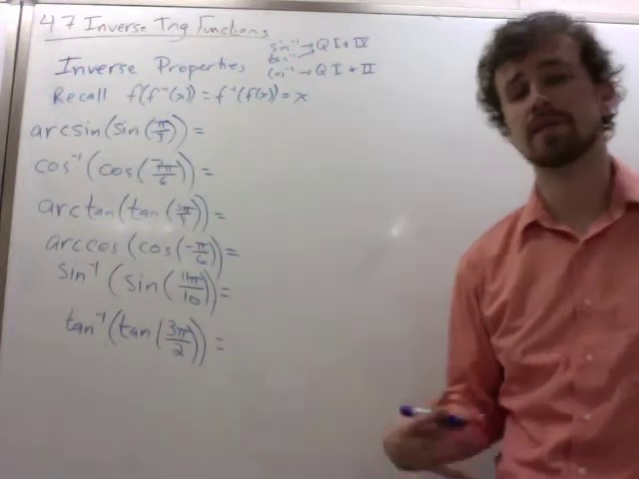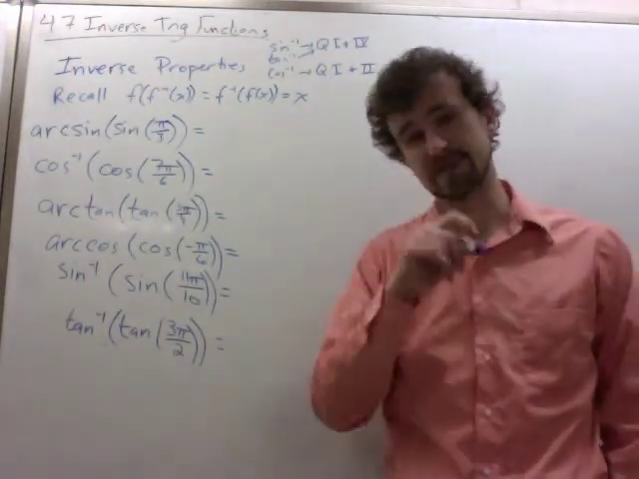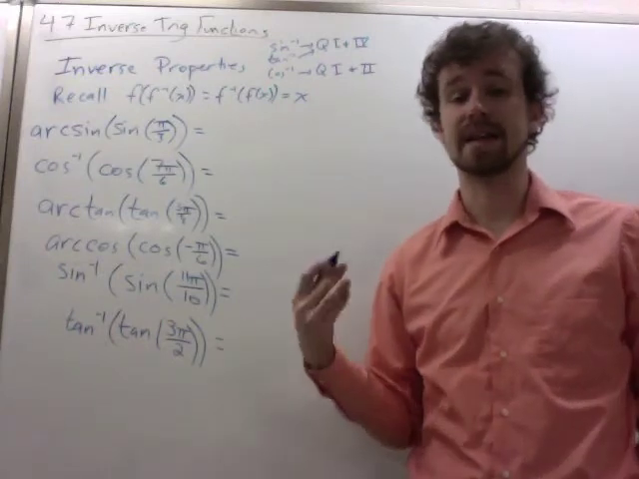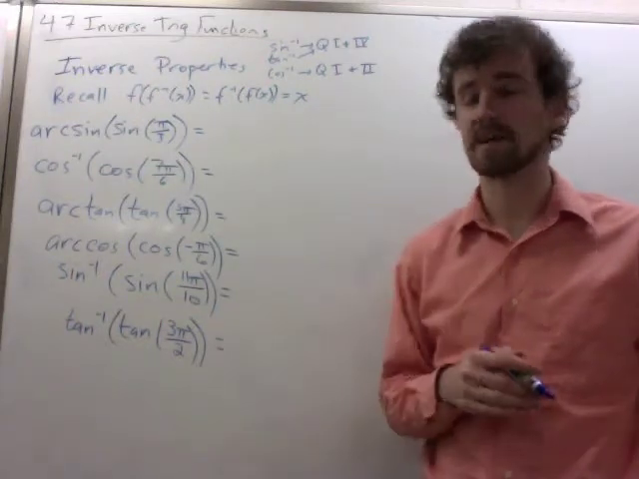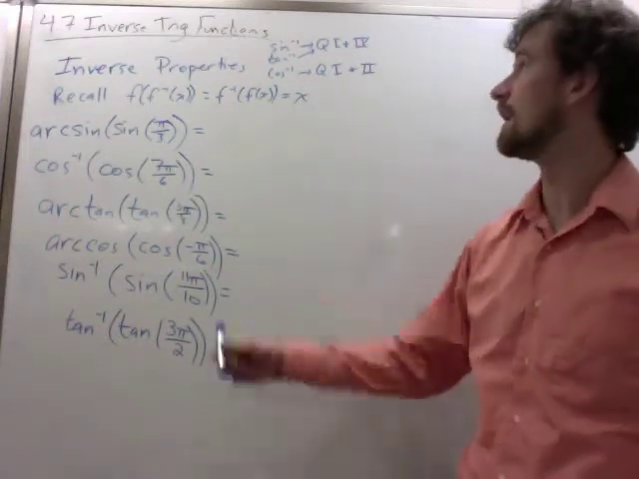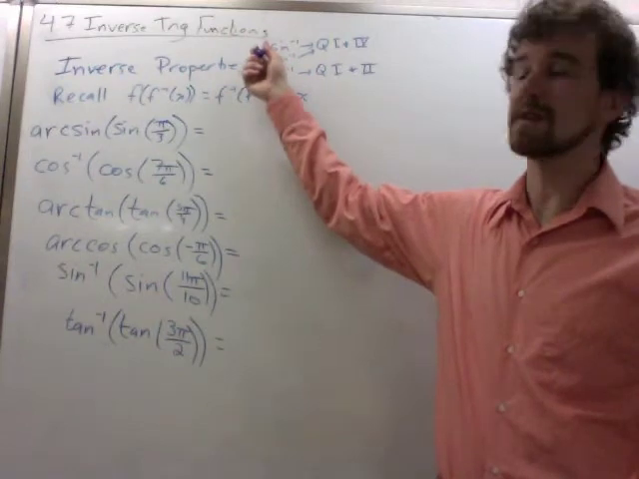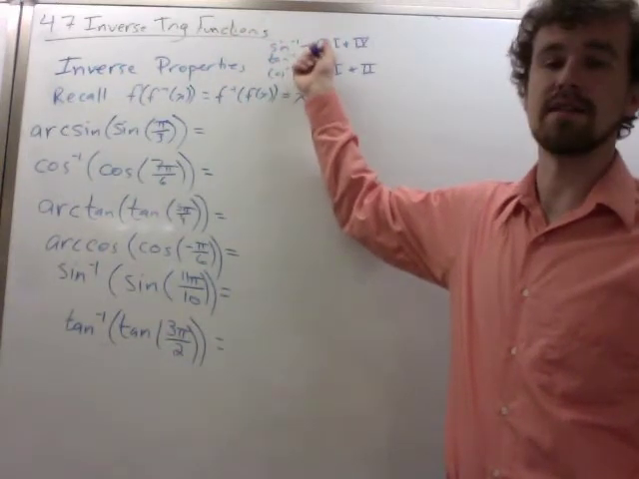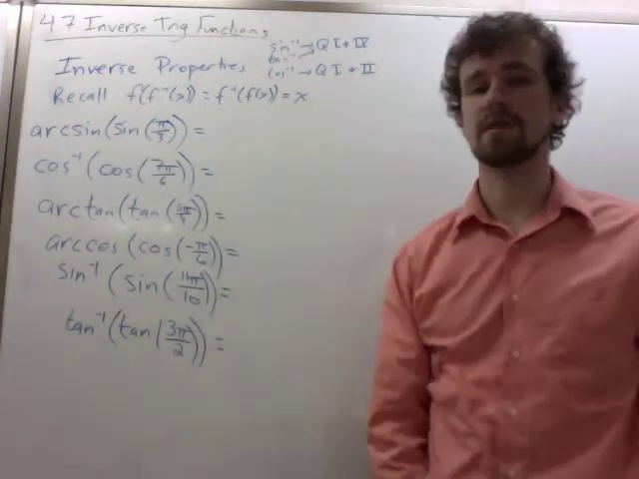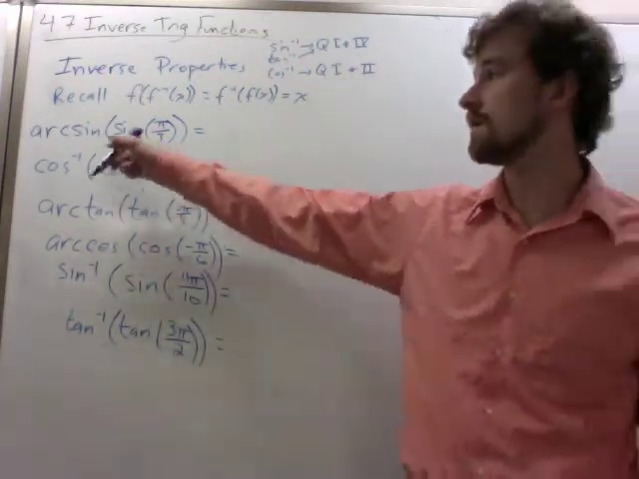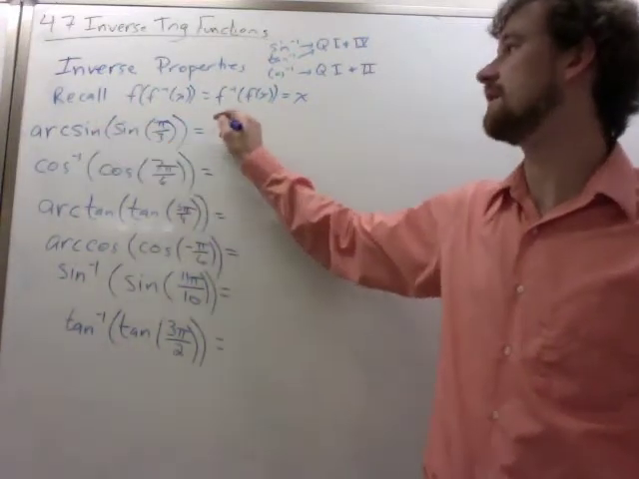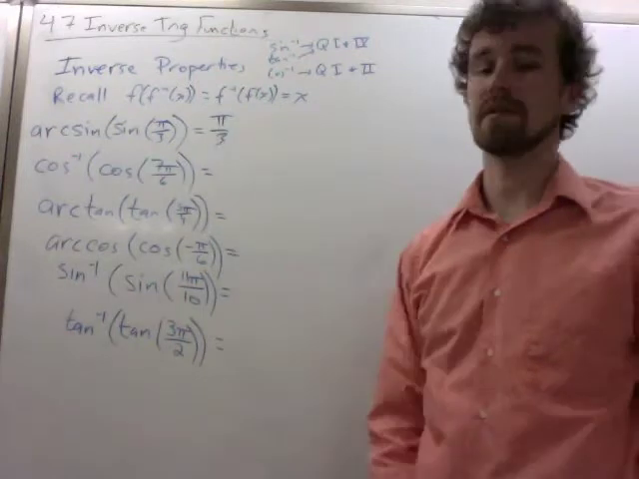Now here I'm just going to run through the reasoning of a few examples of what I just talked about: finding the inverse sine of the sine of an angle, inverse cosine of a cosine, inverse tangent of a tangent. Keeping in mind inverse sine and inverse tangent spit out values in quadrants 1 and 4, and inverse cosine spits out values in quadrants 1 and 2. So, arcsine of sine of pi over 3: pi over 3 is in the range of arcsine, so this is just pi over 3. You don't need to worry about it.